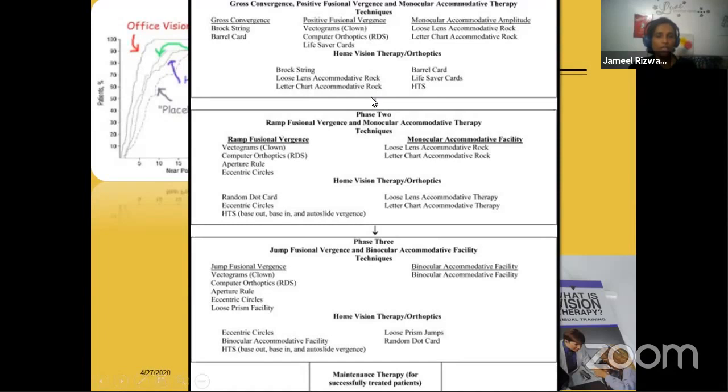So just to re-emphasize the steps, the first step is to improve gross convergence. The second step is to increase the step vergence or ramp vergence. The third phase is to improve your vergence facility. So you keep adding procedures in such a way that all this improves, and do not forget to add accommodation to all the steps, because your binocular vision doesn't work with only one system. Accommodation also needs to be trained in parallel.